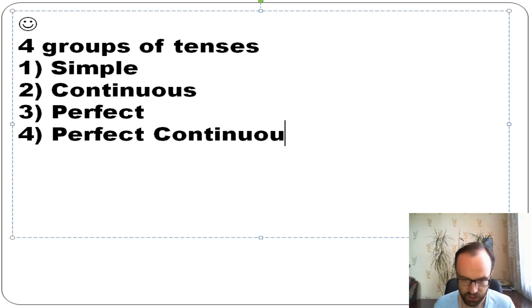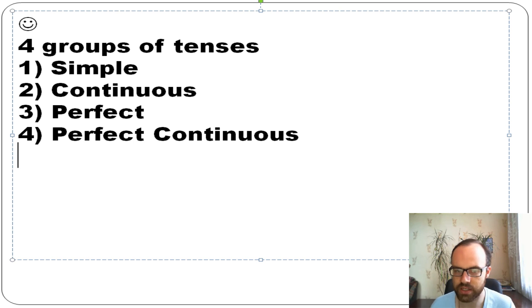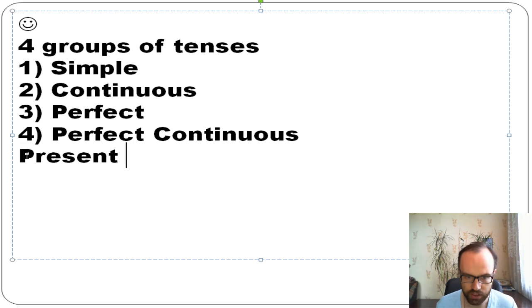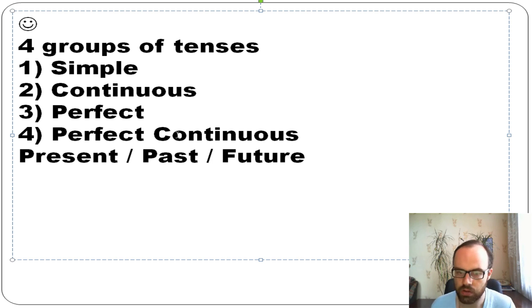perfect continuous. You know that life is life, and we don't use all the tenses in our real life, but you can meet them, so you need to be ready for it and to know how to form these tenses. Okay, so four groups of tenses: simple, continuous, perfect, perfect continuous. And you know that we can talk about present, past, and future. So, as you can guess, there are 12 tenses.